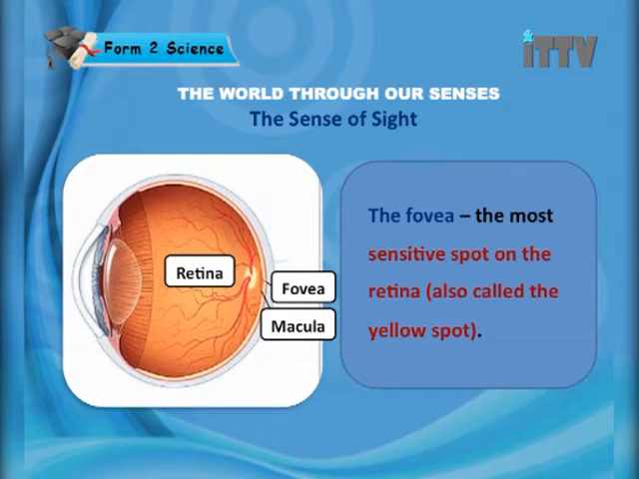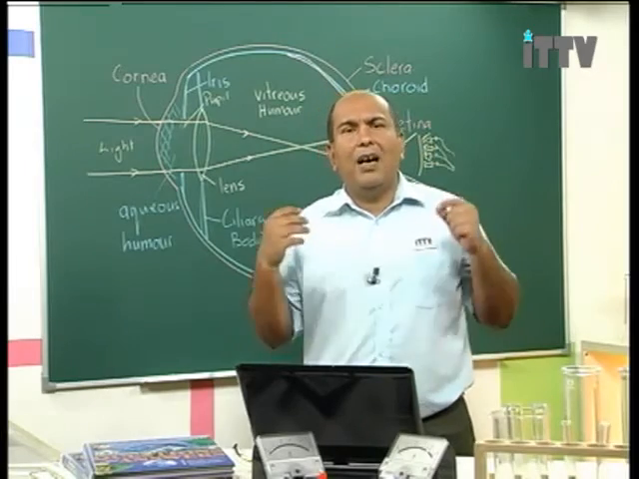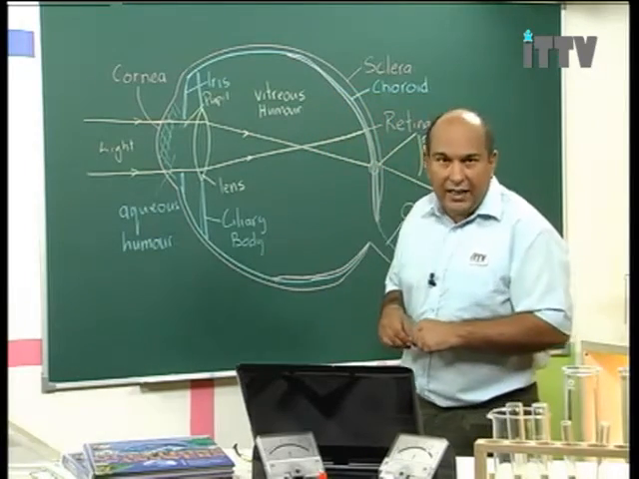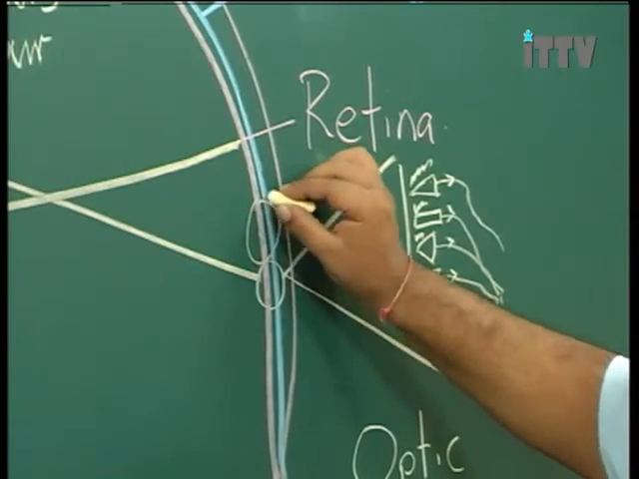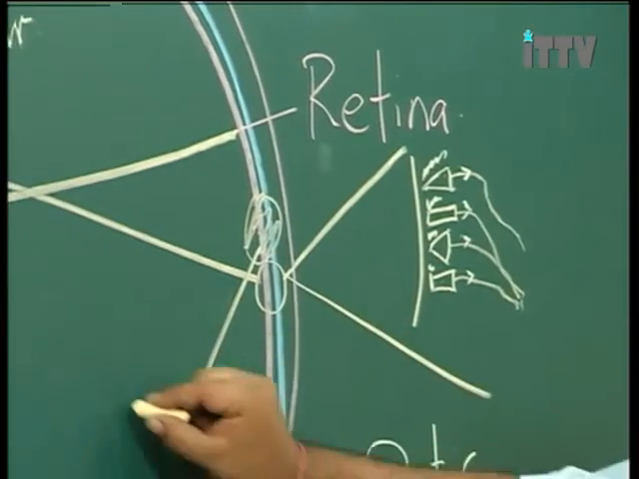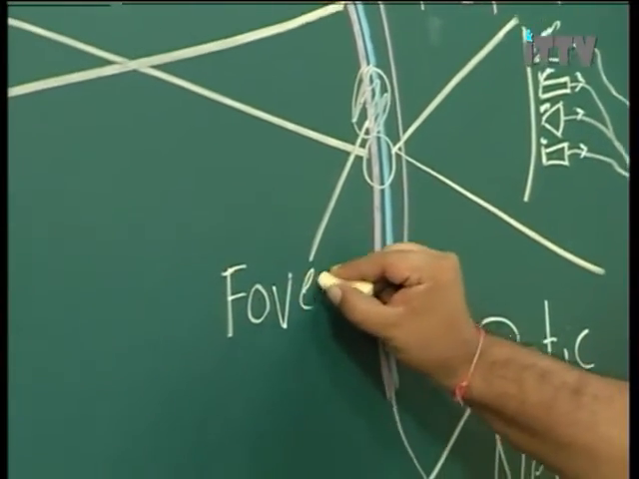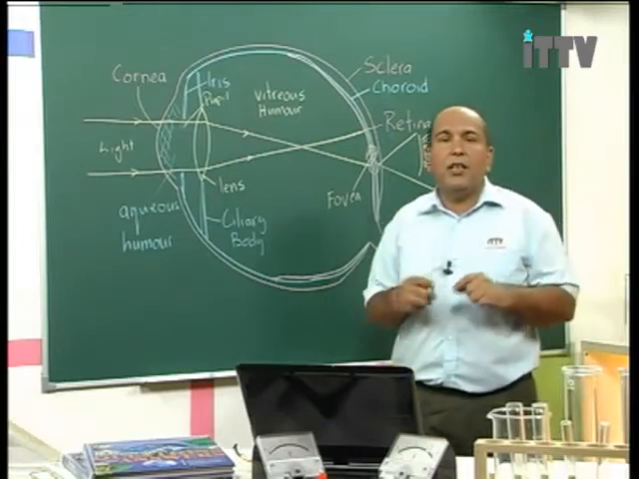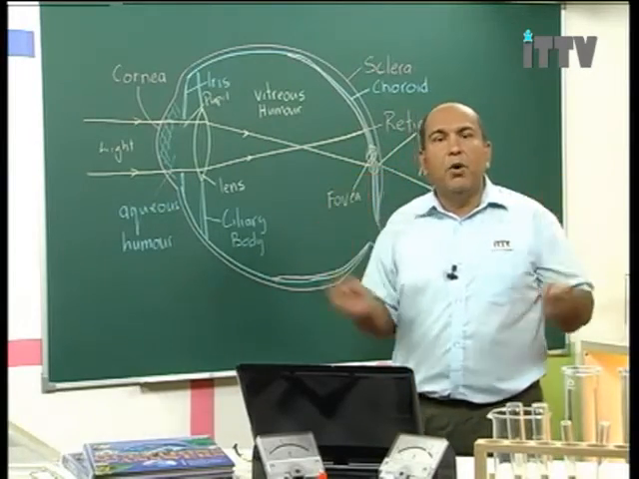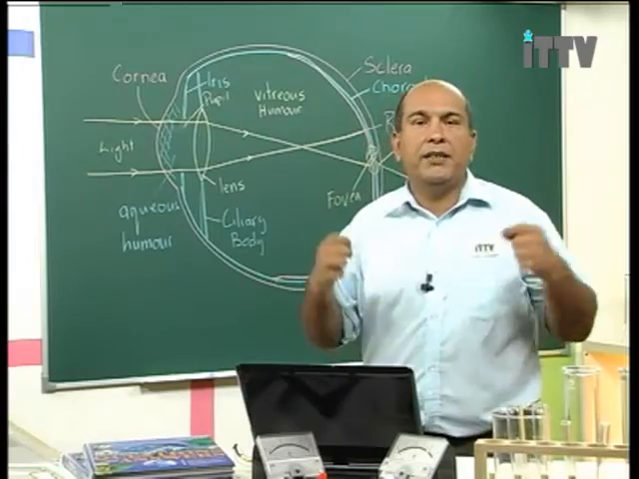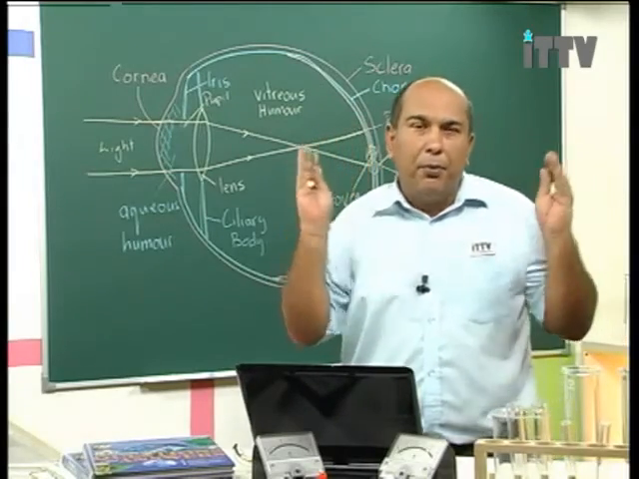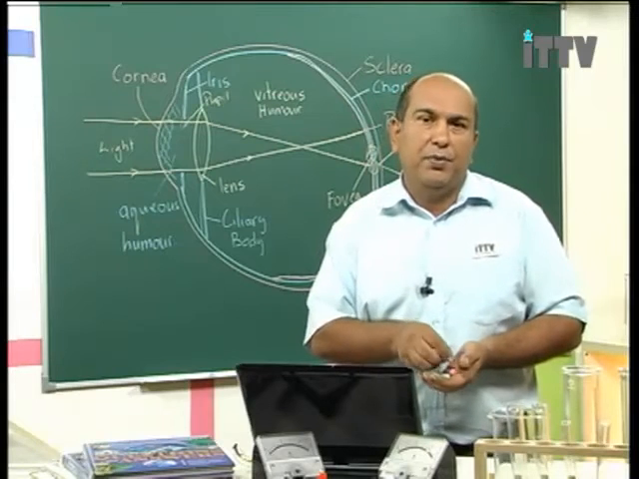The fovea, the most sensitive spot on the retina, also called the yellow spot. Now, most of the time, our eye tries to focus any light on the fovea. The fovea is roughly around this area here. This is called the fovea. And the fovea basically is an area on the retina where it is the most sensitive to light. If we can focus onto the fovea, it means our image that we're going to see is going to be the brightest and the clearest that we could possibly get.